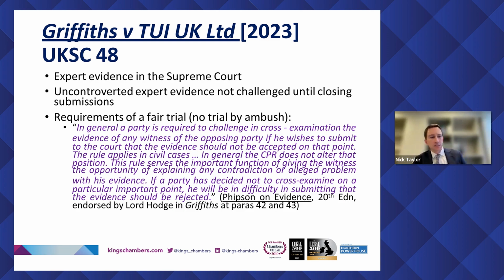Essentially, at first instance, the judge said the court is not a rubber stamp. She accepted the challenges made to the report in closing submissions and dismissed the claim and said Mr. Griffiths has not proved his case on causation. That was appealed to the High Court, then the Court of Appeal, and then the Supreme Court. And interestingly, the Court of Appeal agreed with the first instance judge. They themselves were overturned by the Supreme Court. The Supreme Court basically said, no, you can't do what TUI did at first instance.